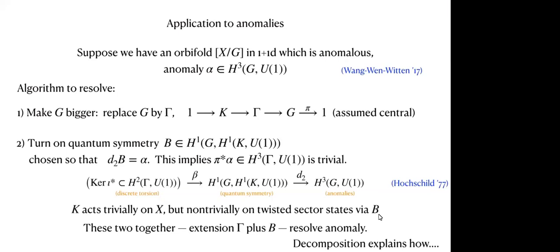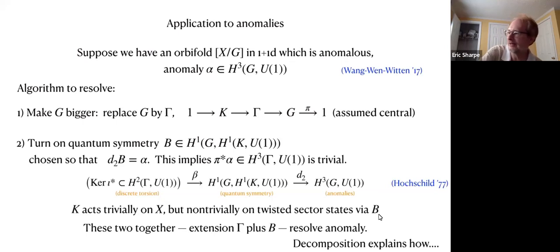In principle, that said, I've tried looking at, in fact with Daniel Robbins and Thomas Vandermeulen, the three of us have tried looking at the analog of this in three dimensions. As an ordinary orbifold, we're very confused about how the analog of the Wang-Wen-Witten story works in three dimensions. I don't have it at my fingertips, but we tried sketching out an analog of a quantum symmetry.